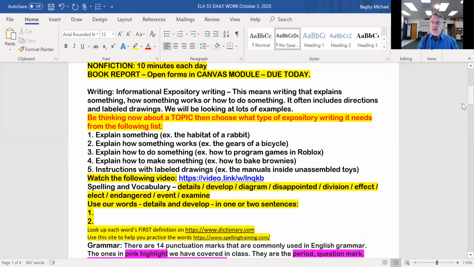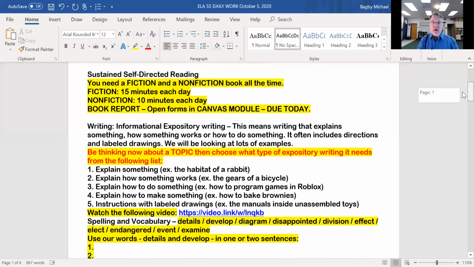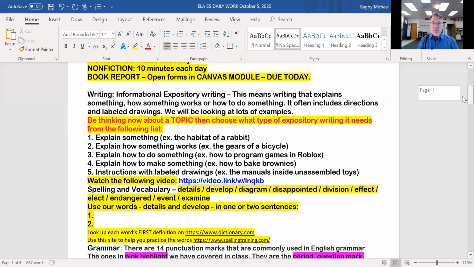We're focusing on informational reading and informational writing, and specifically expository writing. That's a fancy word. It means to explain, EXP, explains. Hear that root word? When you exposit something, you're exposing it for what it is and how to do it or how it works. This means writing that explains something, how something works, or how to do something. It often includes directions and labeled drawings. We will be looking at lots of examples in the next 3 weeks.